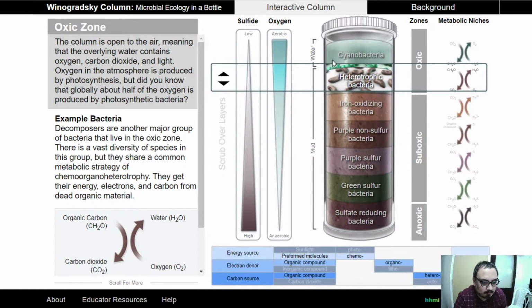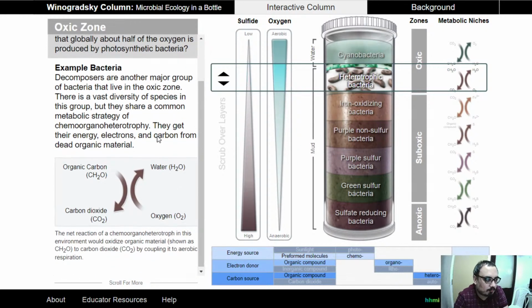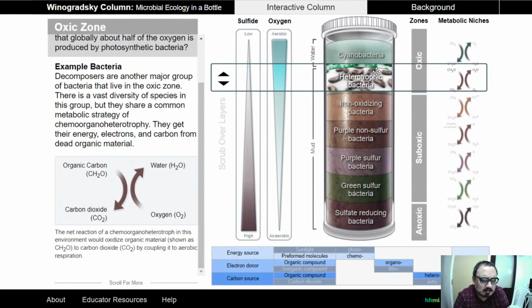In this case, it will be chemo-organo. The electron donor will be an organic compound, and the carbon source will be basically a heterotroph. These are the heterotrophic bacteria, and there are a variety of heterotrophic bacteria which are present in the column.